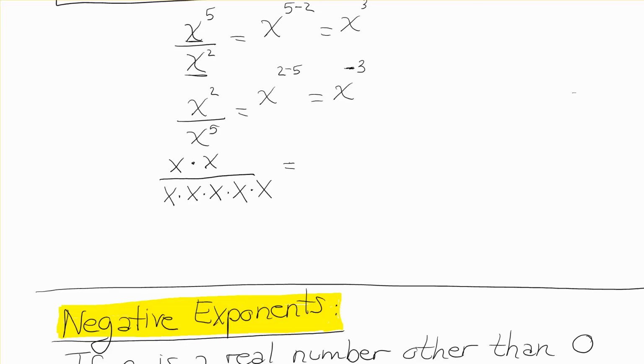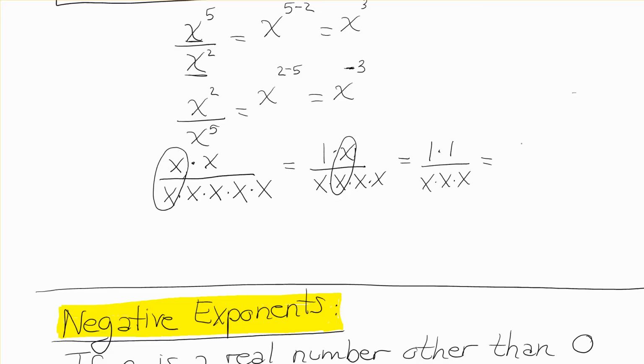And with any fraction, we know that if we have x divided by x, it doesn't just cancel out, it divides to 1. So now we have 1 times x, and we have 4 x's on the bottom because one of them divided to 1. Now let's go ahead and do the same thing for our other x. X over x is 1 as well. Now we have 1 times 1 over x times x times x. And when we reduce, we get 1 over x cubed.